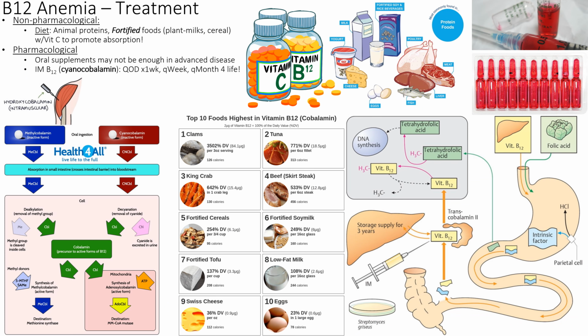All right, so how do you fix it? What are the fixes for B12 anemia? Well, diet is a good start, right? So animal proteins, fortified foods. Pretty much everything's fortified, even vegan milks, plant milks, and cereals are fortified. And then we're going to promote vitamin C.